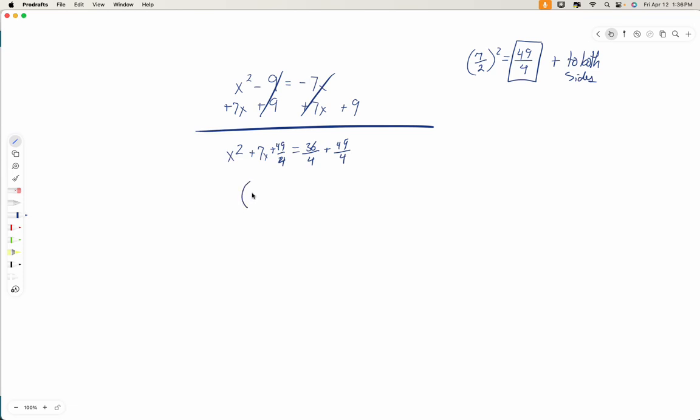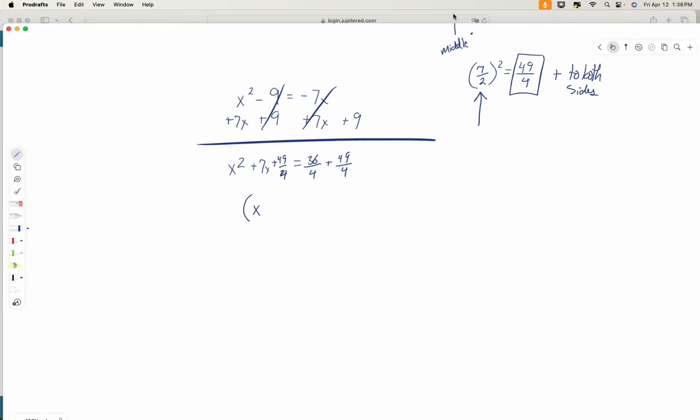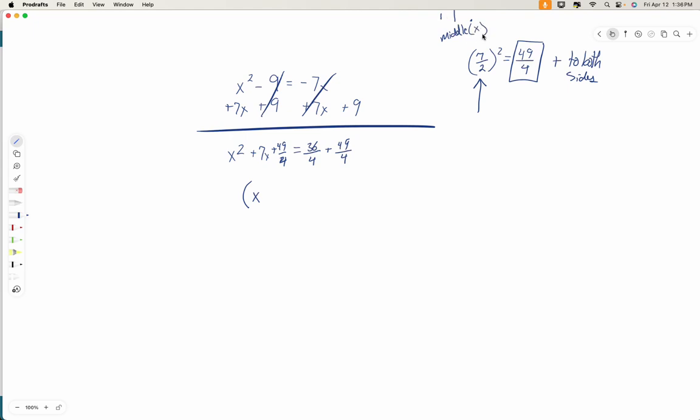So when you get to that part, you just say x, and then whatever this term is, the x term divided by 2. So this is the term that we use to factor. If it's positive, then you say plus. If it's negative, you say minus. And then we square that. That's all we do. Now we go ahead and add these two together. So this would be 36 plus 49 is 85 over 4.